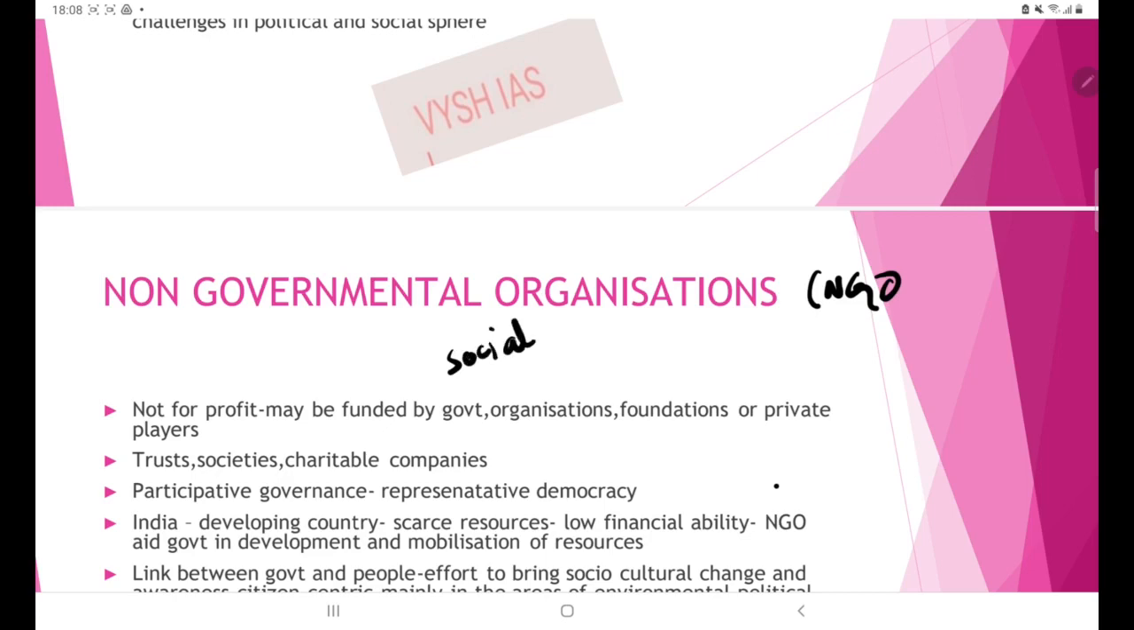Then what can come in the purview of NGO? It can be trusts, societies and charitable companies. All these are NGOs in one or the other aspect. Then coming to the importance of NGO.